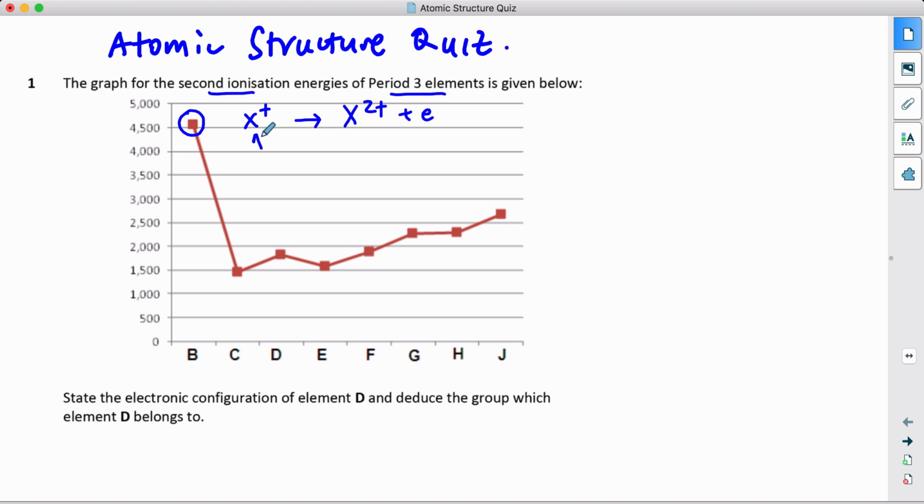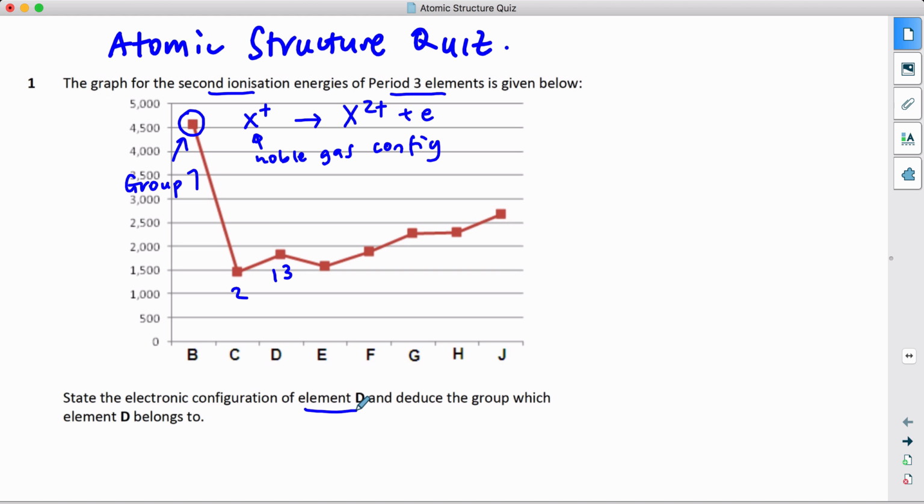So X+ must have a noble gas configuration for it to be very stable, which means this element here must be in group 1. So if that's group 1, this must be group 2 and this will be group 13. In this case, you need to know the electronic configuration for element D.